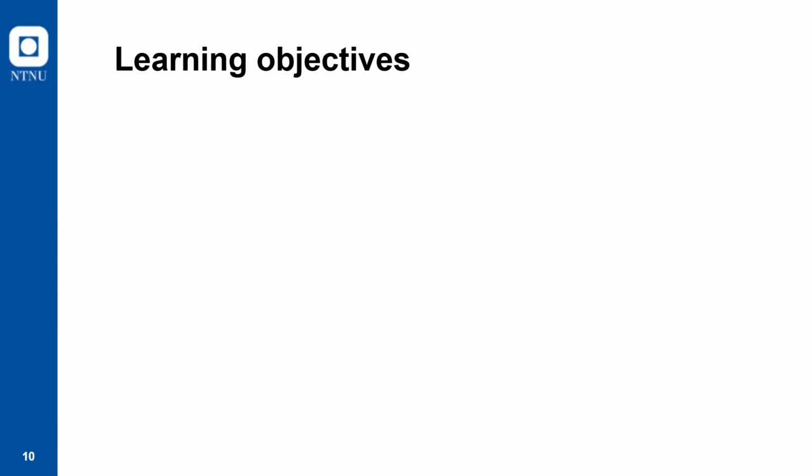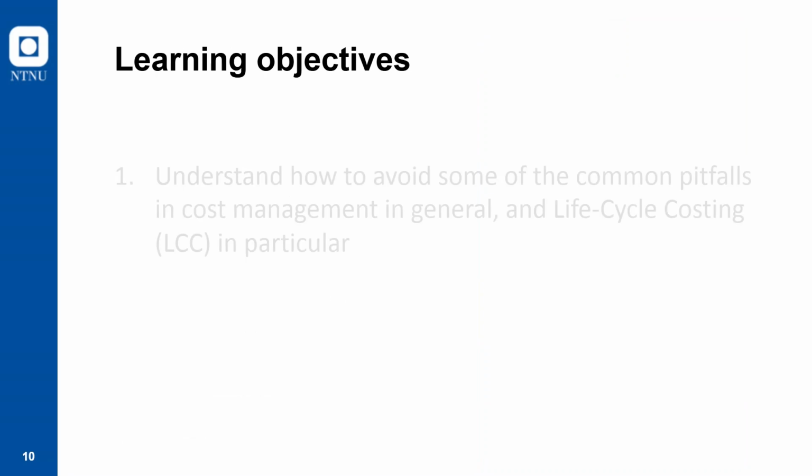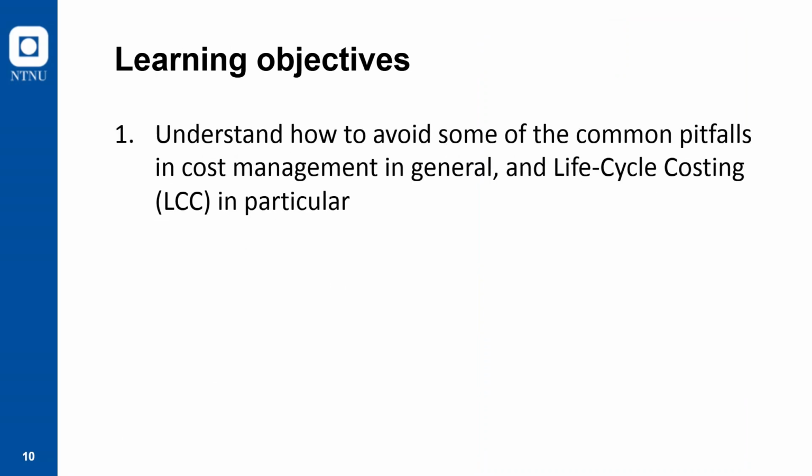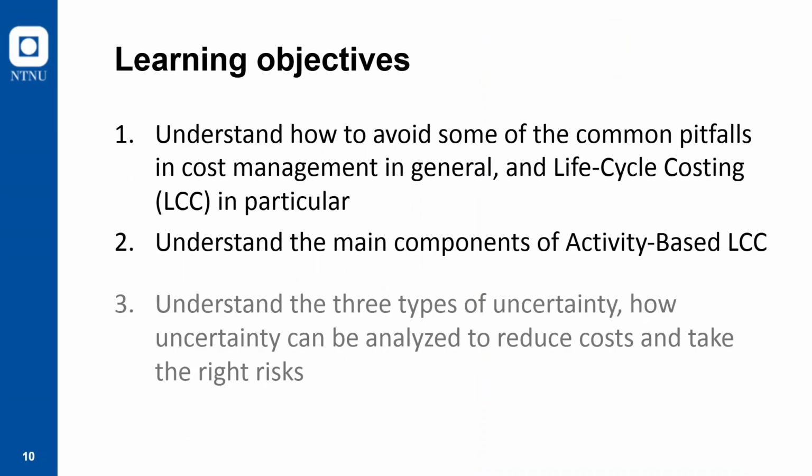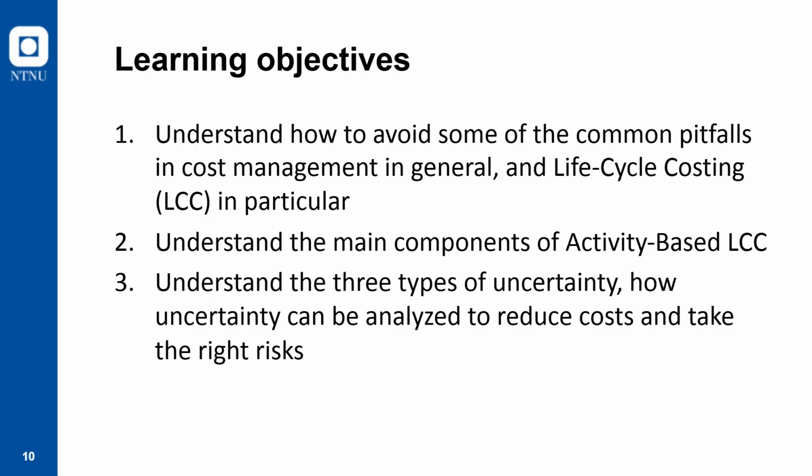Okay, so first, learning objectives. Hopefully you will understand how to avoid some of the common pitfalls in cost management and life cycle costing in particular after this talk. Then the main components of what we can call activity-based life cycle costing, and the different types of uncertainty that we need to analyze to make right decisions concerning costs and risks.